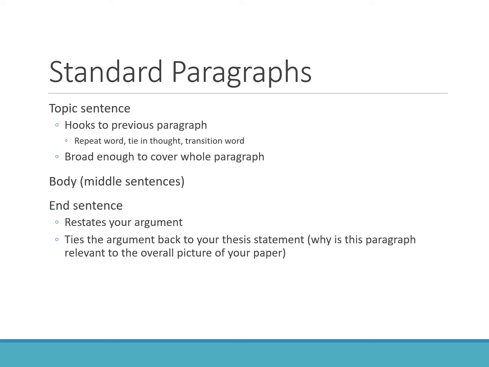So that topic sentence should generally start with a hook to the previous paragraph. You can tie it in with a thought, repeat a word, or have some kind of transition. But it gives you some kind of segue, right? So if you're talking about different symptoms of depression and your first paragraph is about feeling appetite changes, then you might start a new paragraph and say something like, in addition to appetite changes, another symptom of depression is sleep changes, right? And then that whole paragraph is going to be about sleep changes.